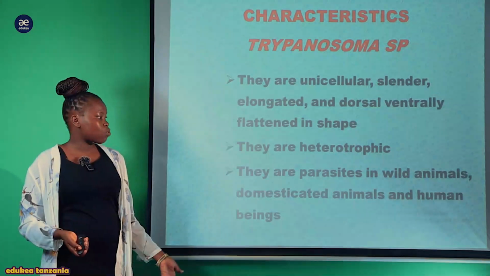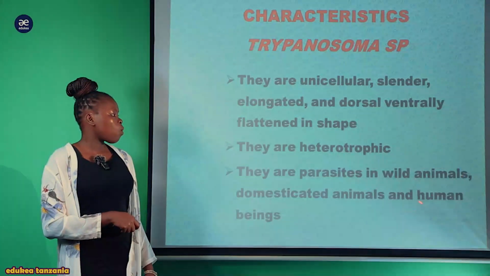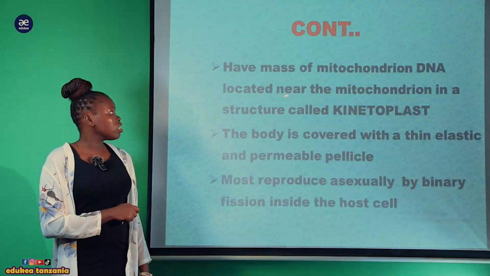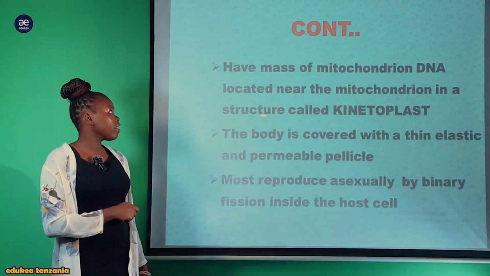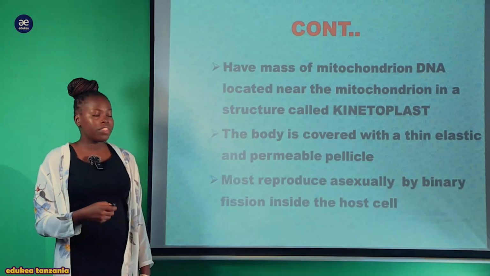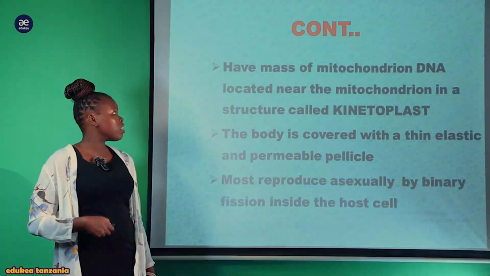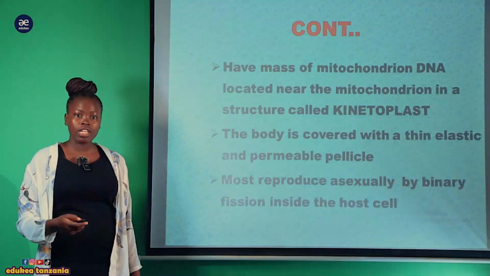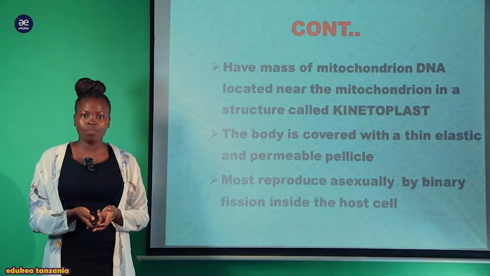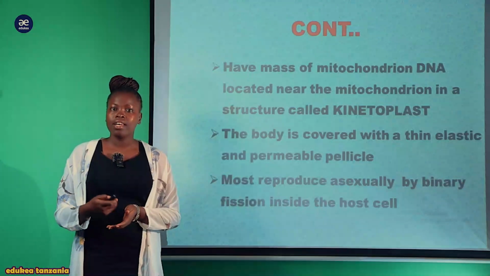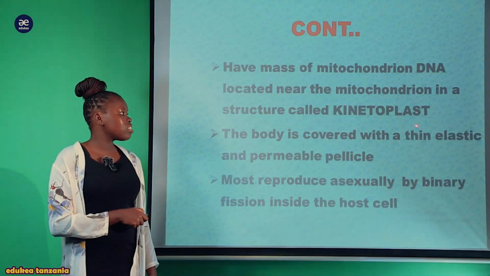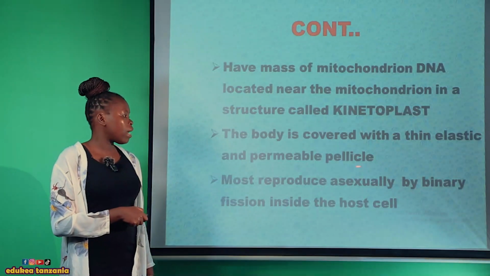Also they have mitochondrial DNA located near the mitochondria in a structure called the kinetoplast. Within the kinetoplast there is mitochondrial DNA for energy production, as the mitochondria is the part of the cell where the respiration process takes place, leading to the release or production of energy. Also the body is covered with a thin, elastic and permeable pellicle. This pellicle is for protection and also to maintain the shape of the trypanosoma.